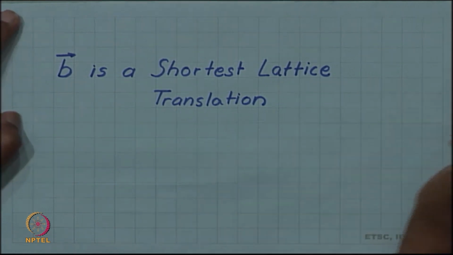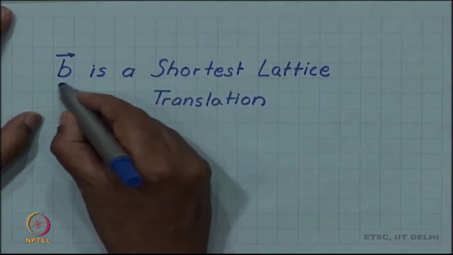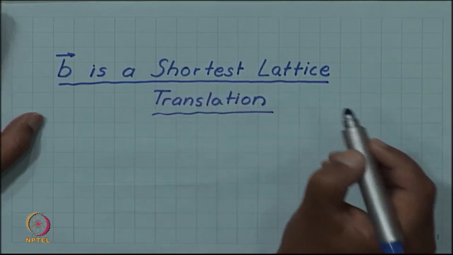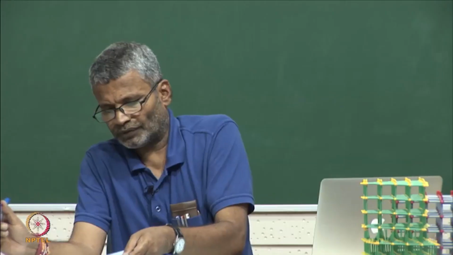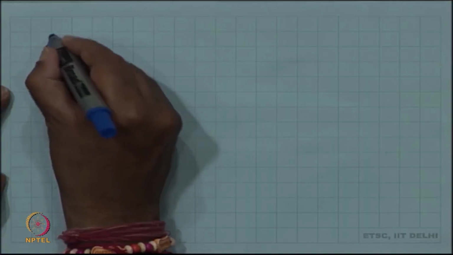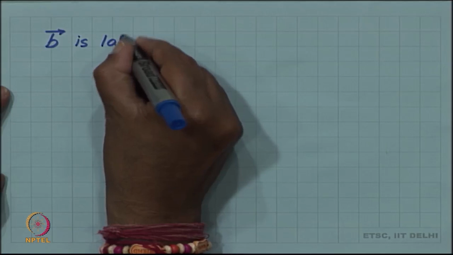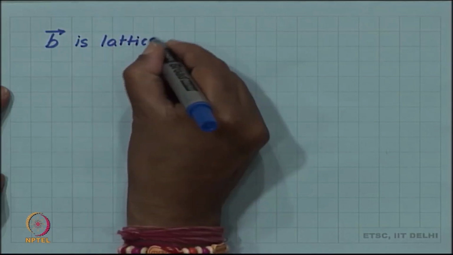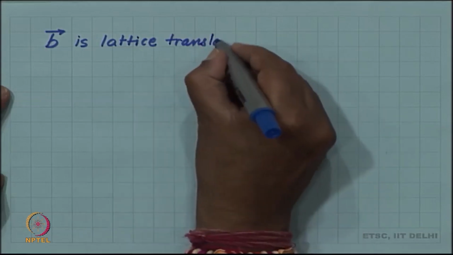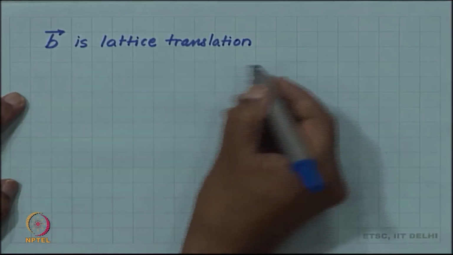In crystalline material, B, the Burgers vector, is usually a shortest lattice translation. So, let us look at this particular property of the dislocation line. First, let us look at why B should be a lattice translation.